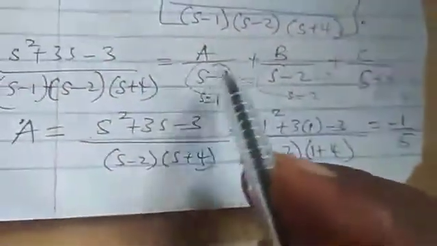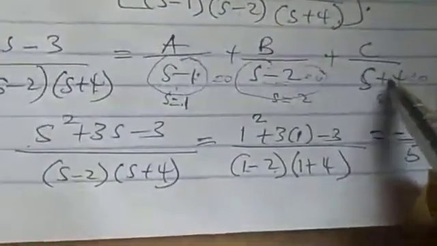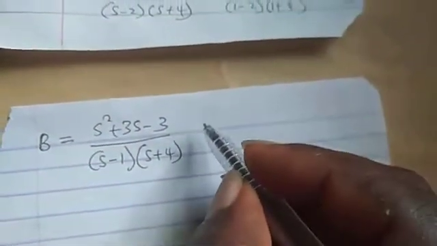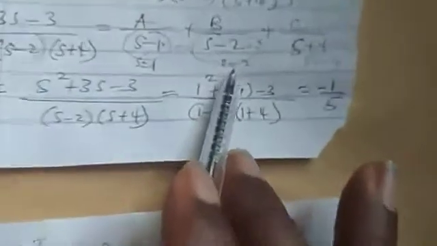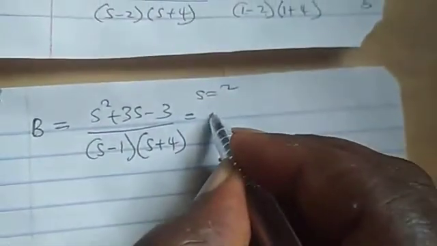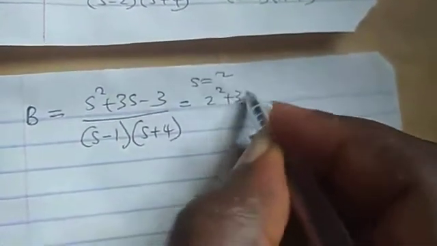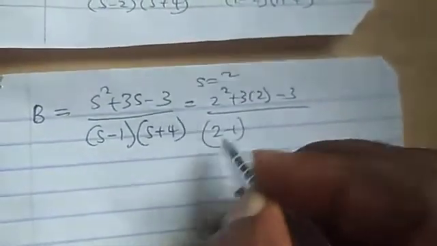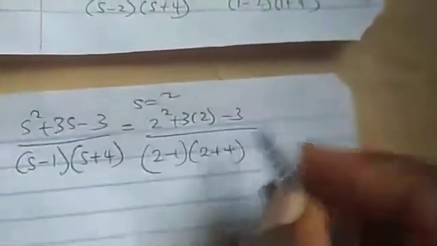B is s squared plus 3s minus 3 divided by, we cover up what is under B. We write the remaining two, s minus 1 and s plus 4. Now, what we got under B is 2, so we put s to be 2. Anywhere we see s, we put it as 2. So this will become 2 squared plus 3 into 2 minus 3 divided by (2 minus 1)(2 plus 4).